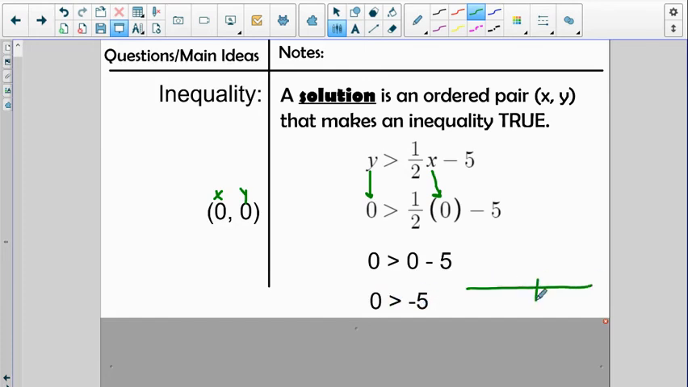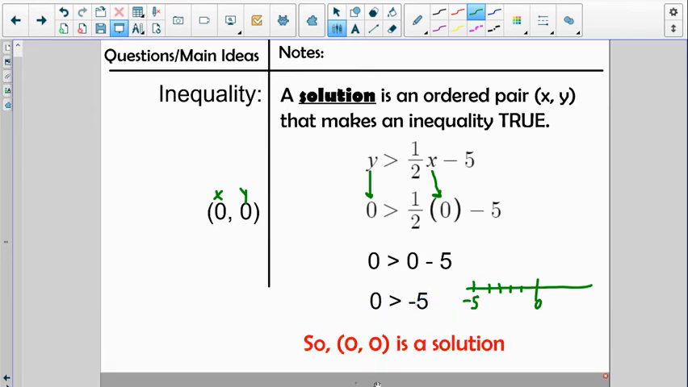So we think about that number line. -5 would be to the left of 0. So which number is bigger? 0 is larger than -5. So 0 is greater than -5 is a true statement. So we could say that 0, 0 is in fact a solution to that linear inequality. It is not the only solution, because as we saw when we looked at our graphs earlier, the shaded area contains an infinite number of solutions. This just happens to be one of them.